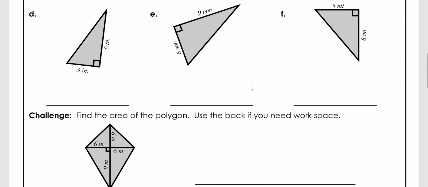Problem D, we have area equals 1/2 times the base times the height. Area equals 1/2 times 3 inches times 6 inches. So area equals, I'm going to multiply 1/2 times 6, which is 3 inches, times 3 inches. So area equals 9 inches squared.